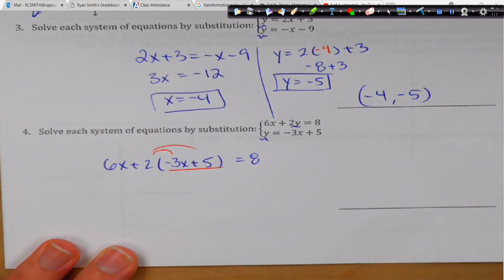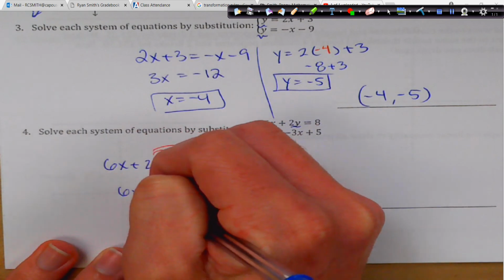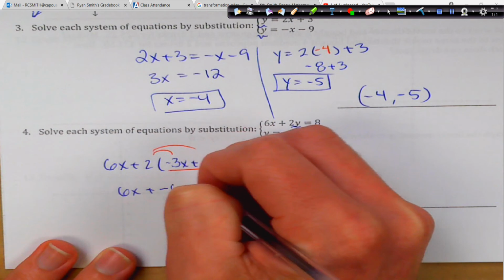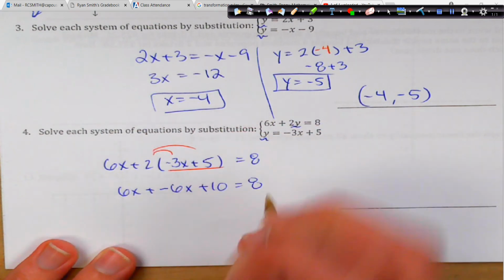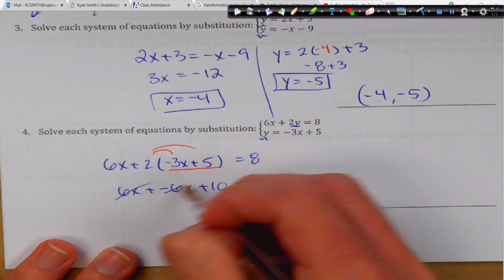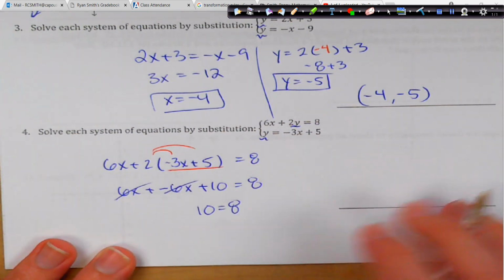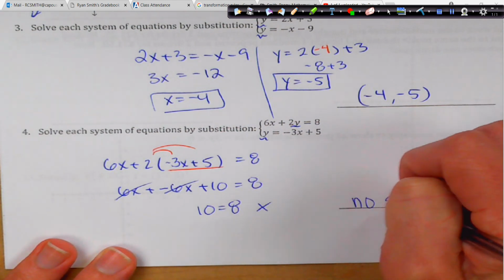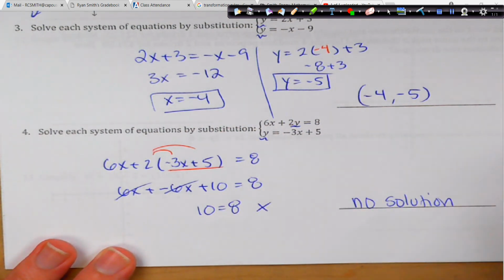So to distribute here, we're going to get 6x plus, that's going to be 2 times -3, which is -6x, plus 10 equals 8. And what happens here is we're going to have 6x and -6x. They're going to cancel, and we get 10 equals 8. Unfortunately, that is not true, so this is actually no solution. These two lines will never meet, so they're probably parallel. Okay?